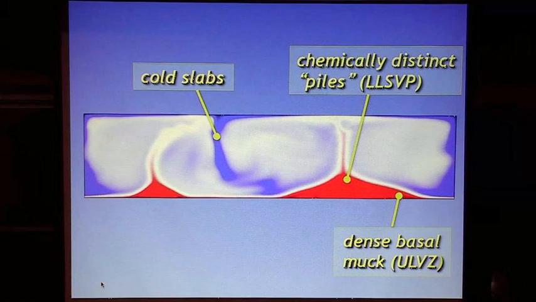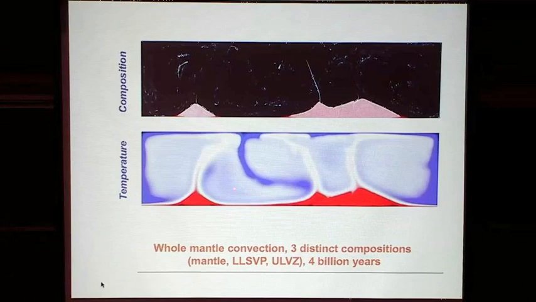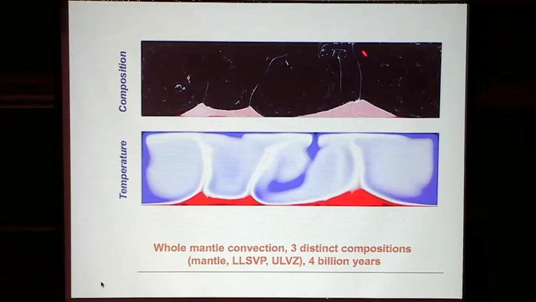In this movie, the top panel is chemistry. So here's the large low shear velocity, these piles. This red stuff in this chemistry pane is ultra-low velocity zones, and the black stuff is mantle. Down here is a temperature map. You'll see how slabs will viscously push this stuff around. And every now and then, the way these things get pushed around, you can get these sort of burpy episodic entrainment. That one was quelled by this former slab. Boom, there goes one. And you can see the material goes up. I guess this one's been leaking all along.